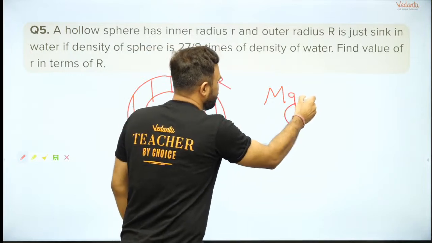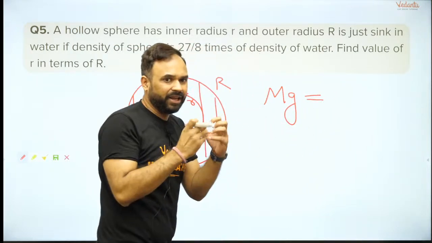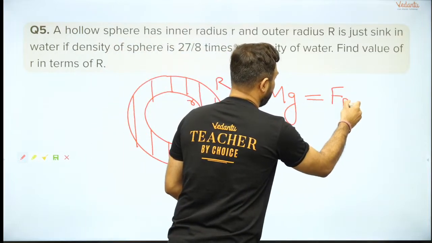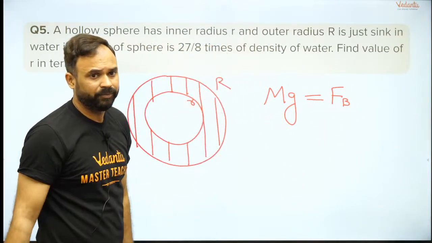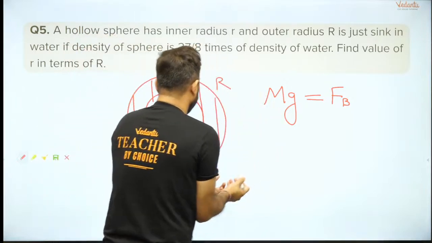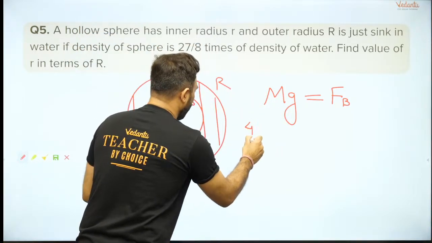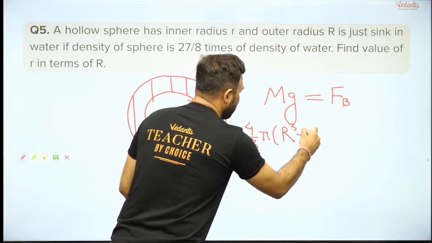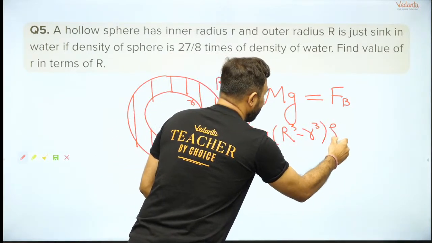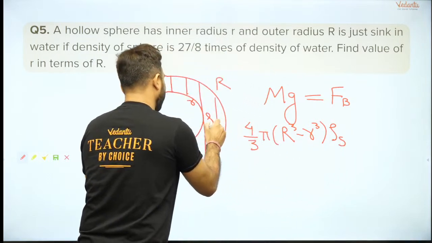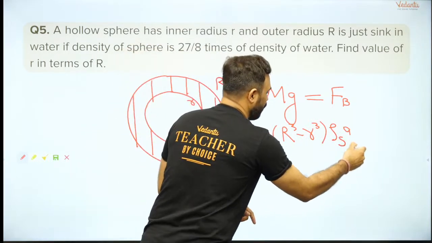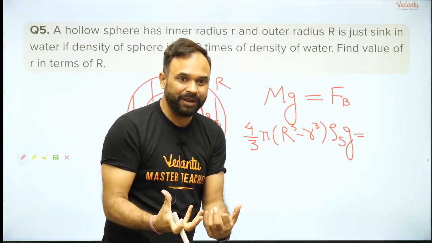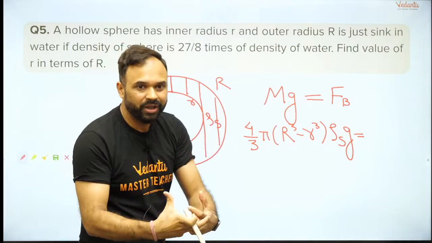This is my object. And he is saying this object is just sinking in water. If it is just sinking in water, that means the weight of this body is just balanced with the buoyancy acting on it, the upthrust acting on it. And what is the weight of this body? That is volume, 4 by 3 pi into capital R cube minus small r cube, into the density of this solid.